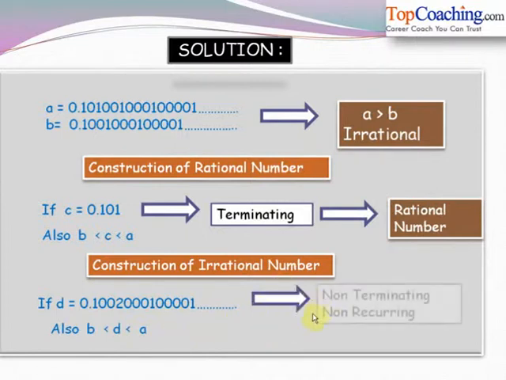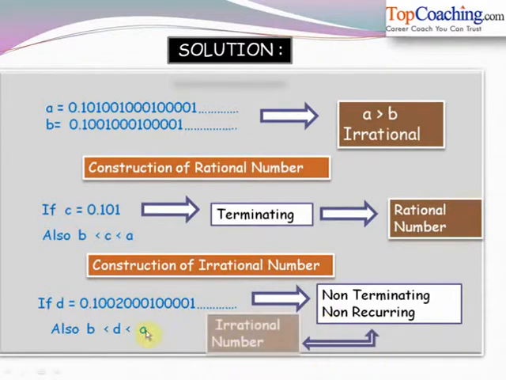Also, we see that this is a non-terminating and a non-recurring decimal, because we do not see a fixed pattern over here, and of course this is non-terminating. Thus we can say that D is an irrational number. So D is an irrational number between A and B, and also C is a rational number between A and B. Thus we have successfully solved this problem where we had to find a rational number and an irrational number between two numbers A and B.